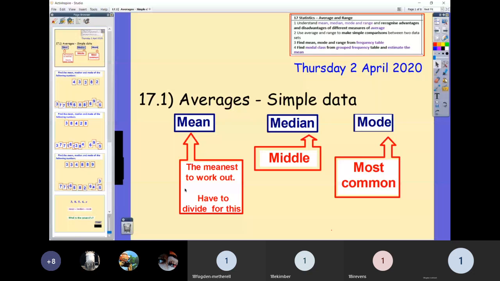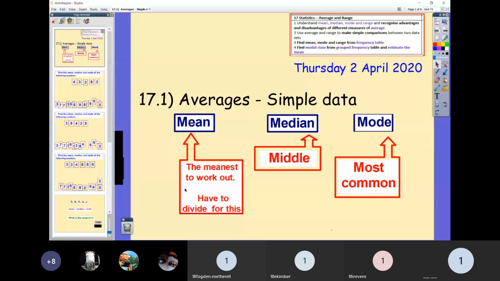To remind you, we've got the mean average. That's the one that we use most often. Most often that's what people think of when we talk about averages, and that's the meanest one to work out. So how do you do that? That's the one when you add up all the numbers and then divide by the number of numbers. So that's the mean average. Then the median average, that's the middle one when you put them all in order. And then the mode average, that's the one which just crops up most often.